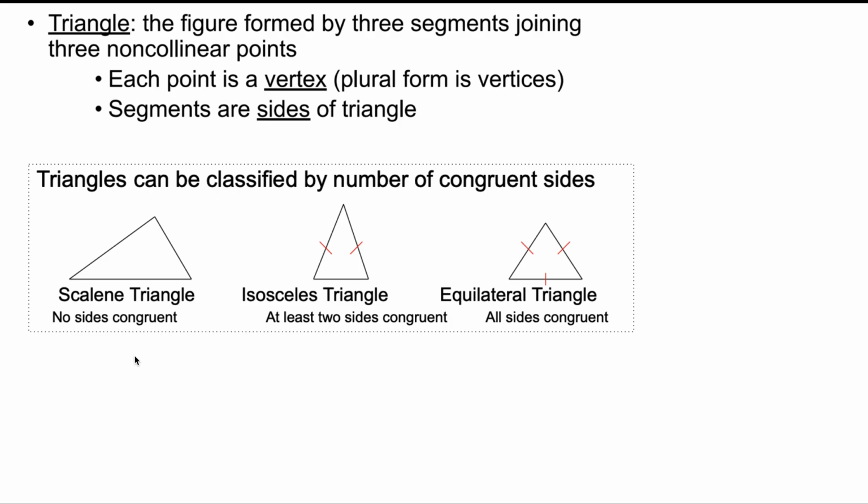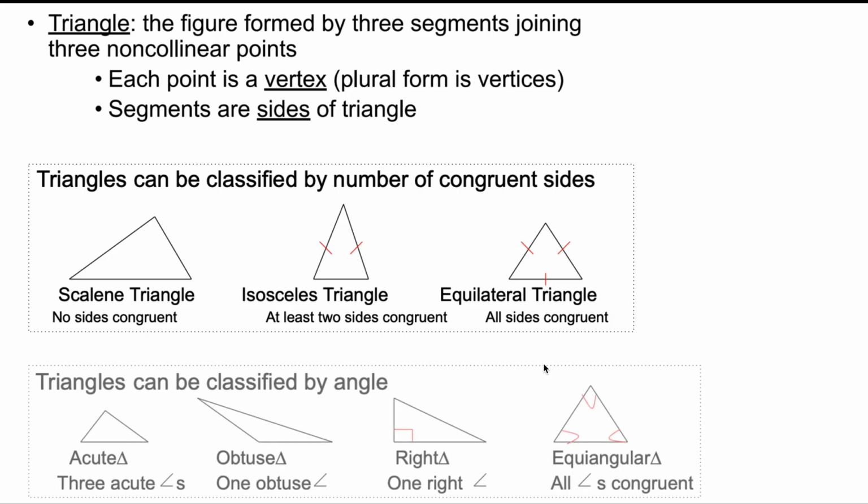So if we classify triangles by the number of congruent sides, when there are no congruent sides, we call that a scalene triangle. Remember that? No sides are congruent. They are all different lengths. An isosceles triangle has at least two sides congruent. An equilateral triangle has all sides congruent. So an isosceles triangle includes an equilateral triangle. An equilateral triangle is also an isosceles triangle because at least two sides are congruent. Okay, so you can see the hierarchy there.